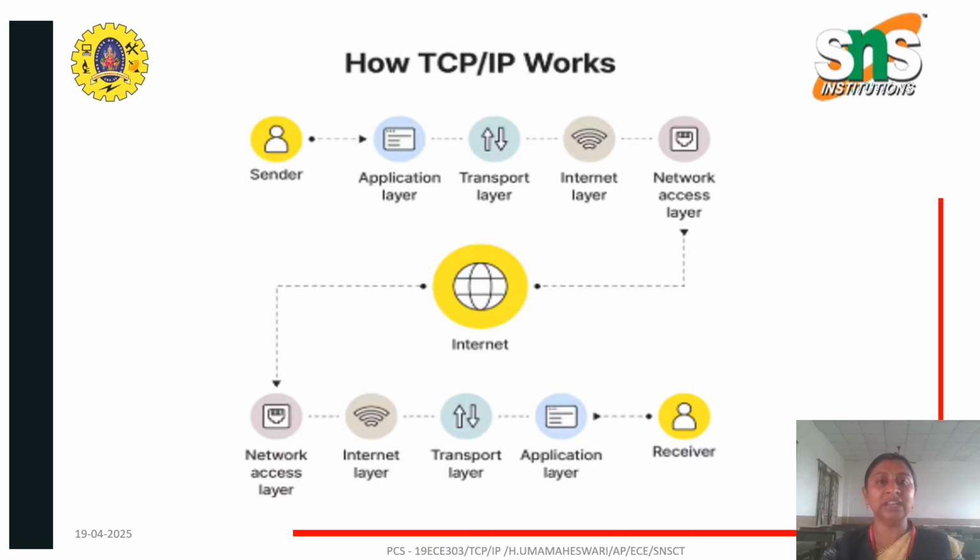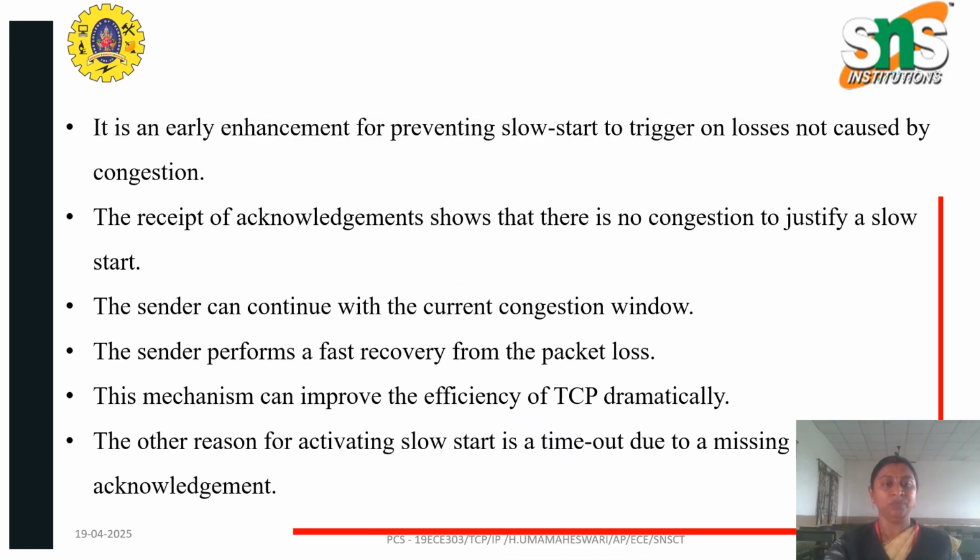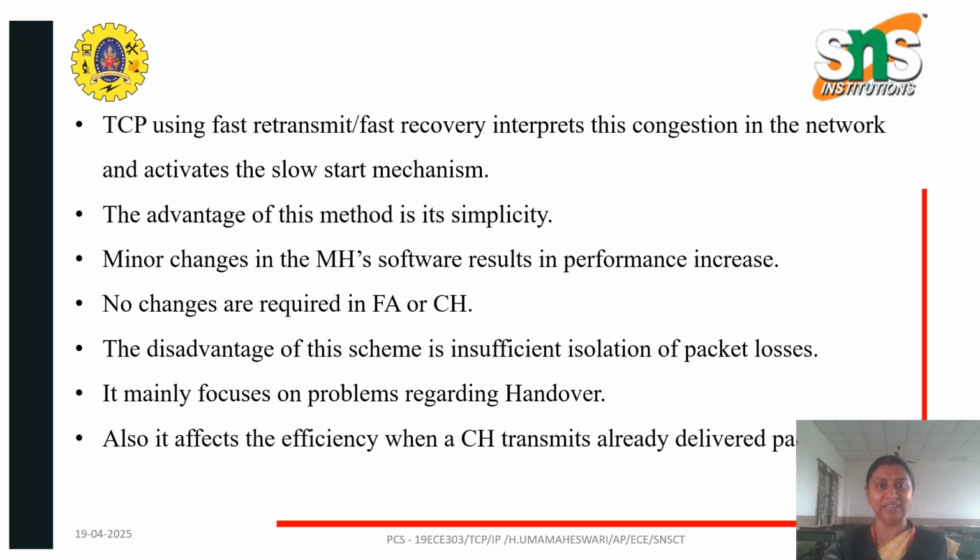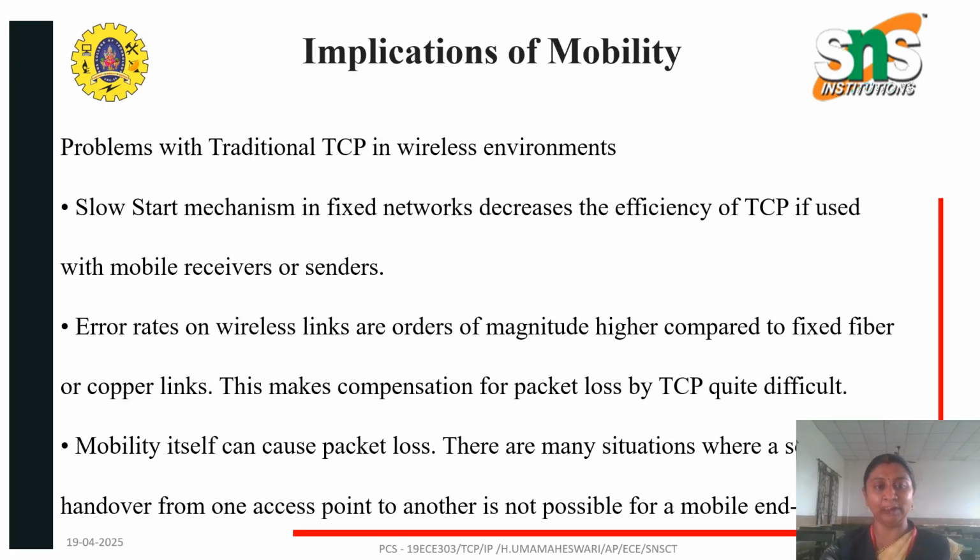This is how TCP/IP works, where the diagram shows the sender with the application layer, transport layer, internet layer and network layer. This is reversed at the receiver part, and in between they are connected through the internet. The sender can continue with the current congestion window. This mechanism can improve the efficiency of TCP dramatically. The main disadvantage of this scheme is insufficient isolation of packet losses.